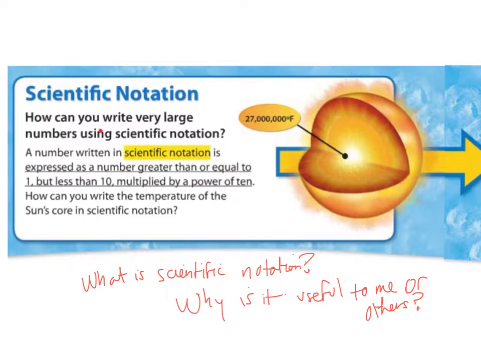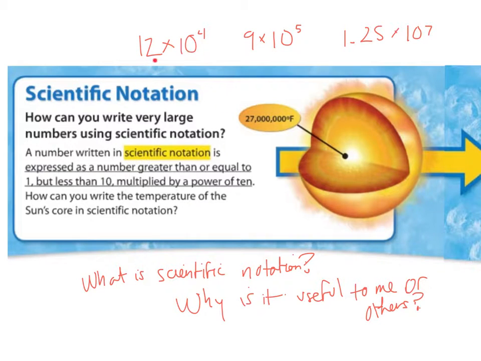How can you write very large numbers using scientific notation? I think I'm already answering why this is useful. It's specifically useful for very large numbers. So a number written in scientific notation is expressed as a number greater than or equal to 1 but less than 10 multiplied by a power of 10. So let's put an example to that.